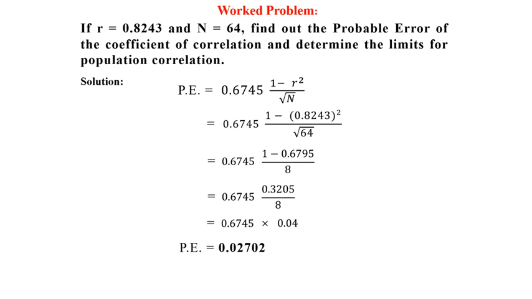We are asked to determine the limits for population correlation also. So limits are r plus PE and r minus PE. Let us work it out.